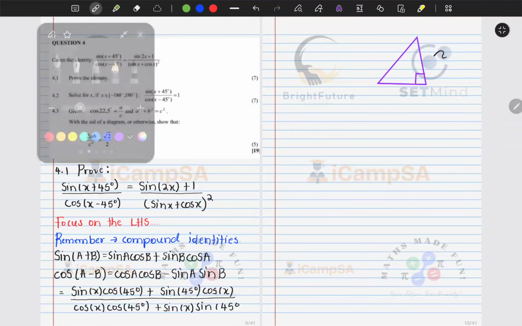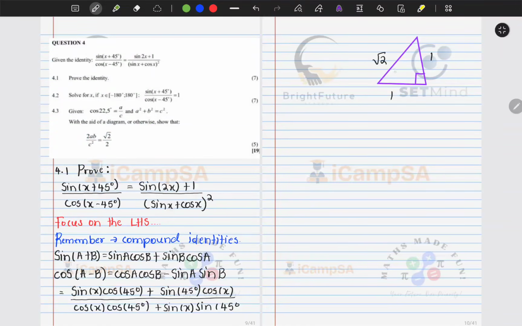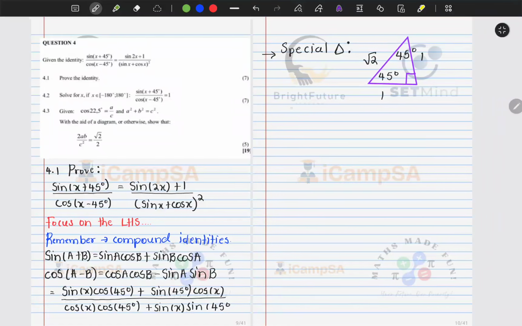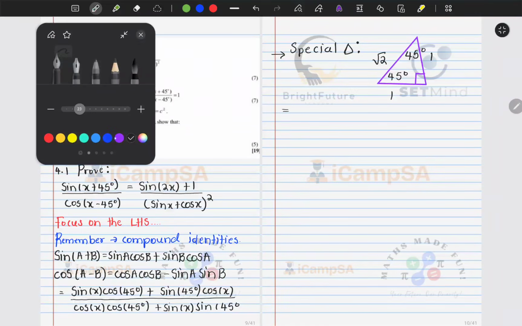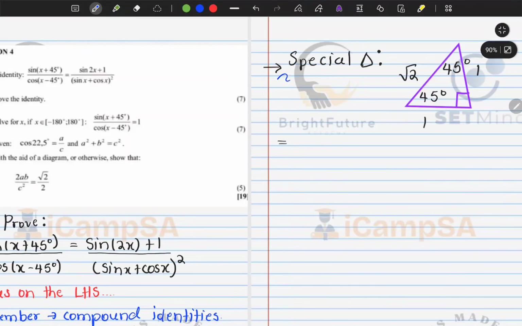You have 1, 1, square root of 2, where you have 45 degrees here, 45 degrees here. So what you need to remember is your special triangle. Very important for this. If you observe carefully from your special triangle, you will see that sine of 45 degrees is the same as 1 over square root of 2, and cos of 45 degrees is also 1 over square root of 2.